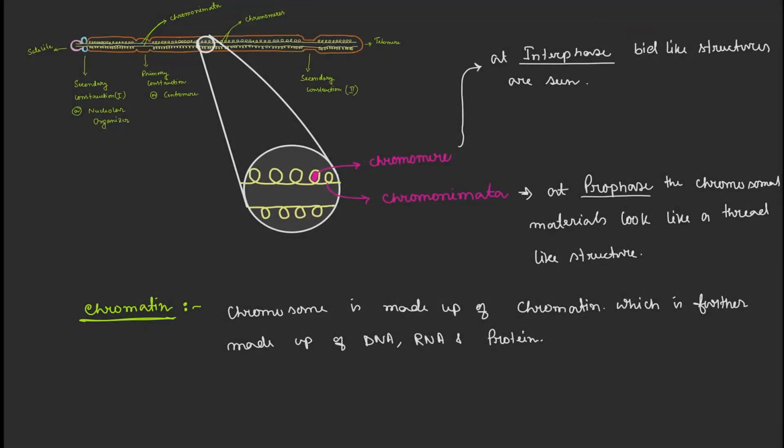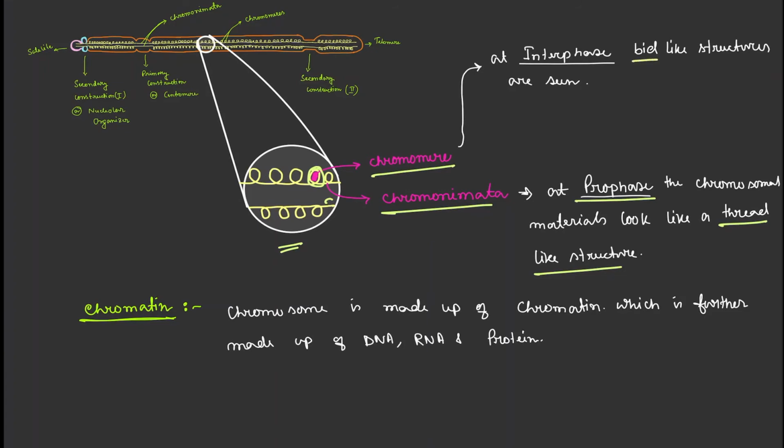Now, the chromomere and the chromonemata. What is the chromonemata at first? At prophase, the chromosomal material looks like a thread structure. I have shown a diagram here, zoomed in, and it looks like this. This thread-like structure is called the chromonemata. It is composed of DNA, RNA, protein and other things. And the beads, the small loops on it, are called chromomeres. At interphase, they look like bead-like structures.